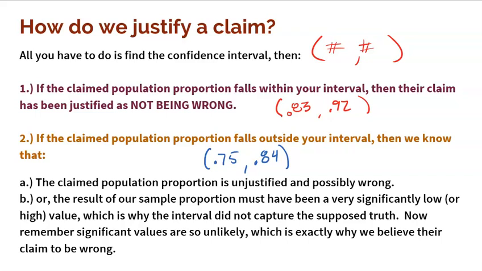Samples like that, really low samples, are unlikely. So I don't believe that my sample is one of them. I'm always going with the confidence that the truth is in my interval. So therefore, I believe their claim to be wrong because their claim is not in my interval. So I would tell the police, hey, that's nice that you think 88% of people wear their seatbelt, but I bet it's lower.